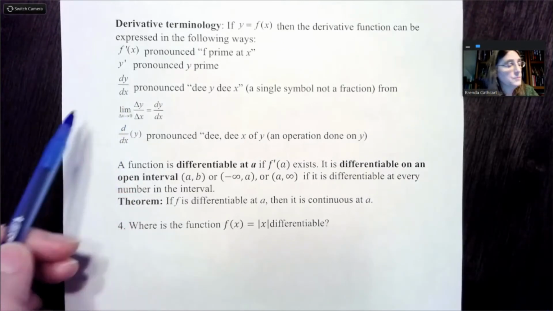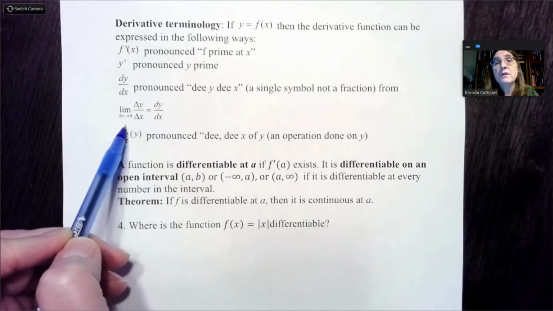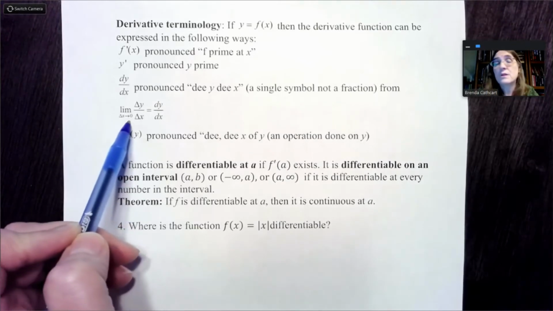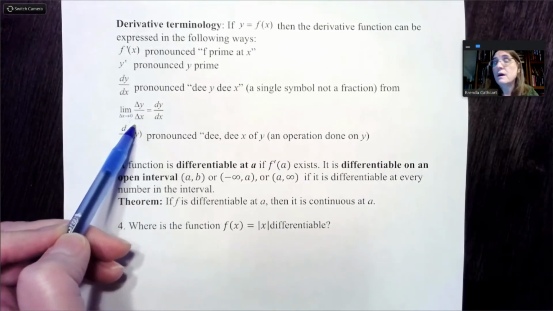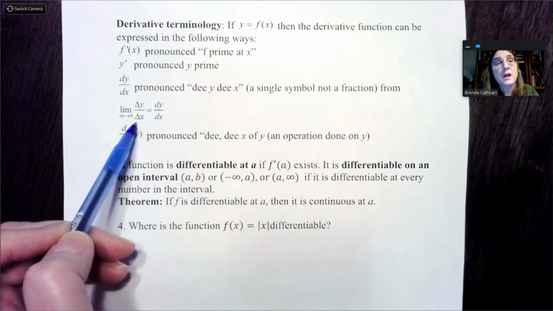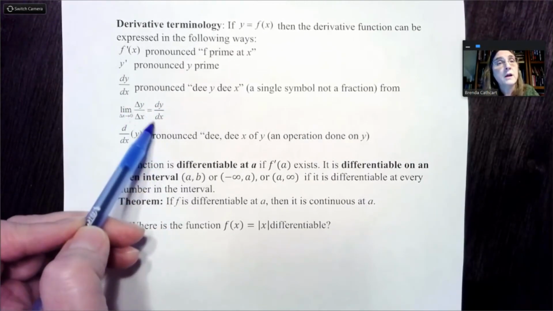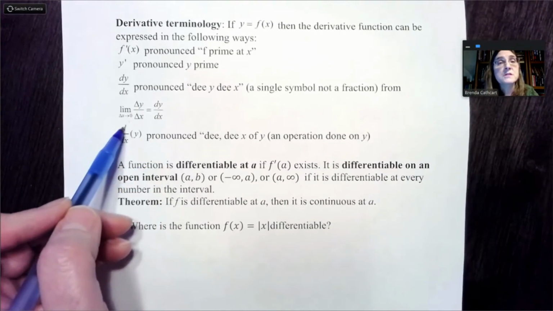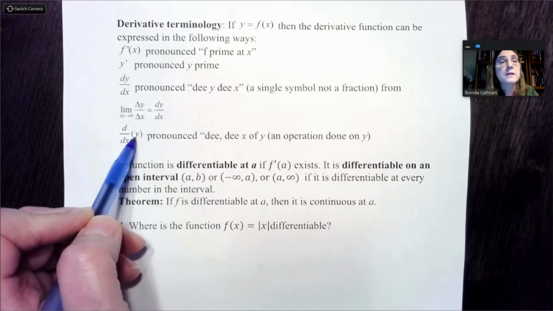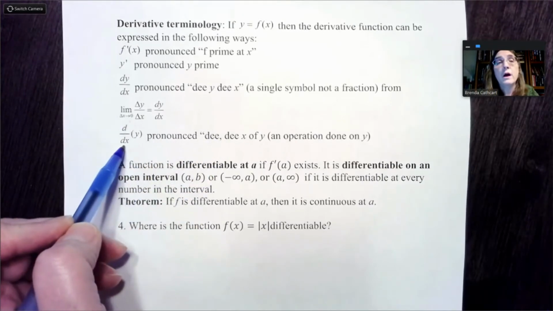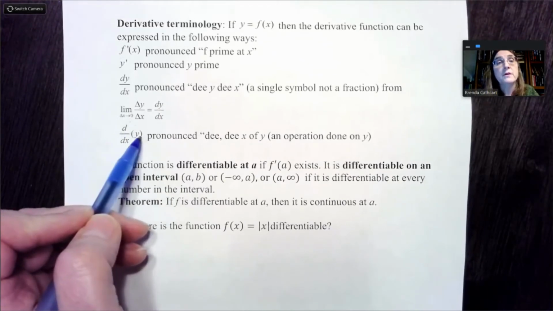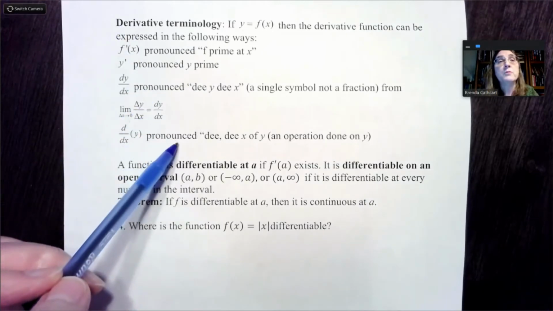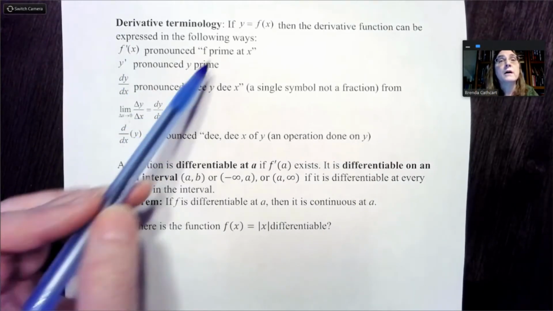The next way is as a limit of a fraction: the limit as delta x goes to 0 of delta y over delta x, or change in y over change in x, and that equals dy/dx. We can also write it as an operation. This is d/dx of y. That is, we are doing an operation on y. We are finding the derivative of y with respect to x. So all of these represent a derivative of a function f.